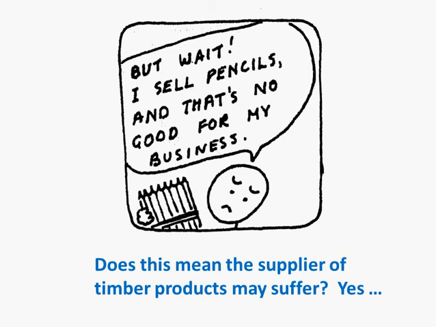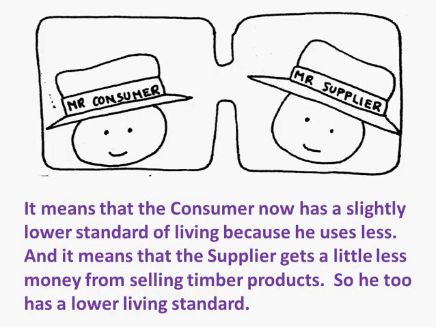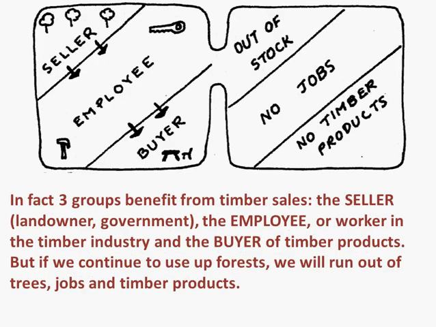Does this mean the supplier of timber products may suffer? Yes. It means that the consumer now has a slightly lower standard of living because he uses less, and it means that the supplier gets a little less money from selling timber products, so he too has a lower living standard. In fact, 3 groups benefit from timber sales: the seller, landowner or government, the employee or worker in the timber industry, and the buyer of timber products. But if we continue to use up forests, we will run out of trees, jobs, and timber products.